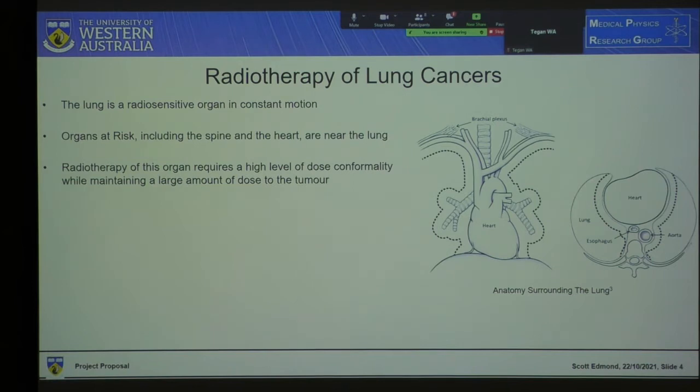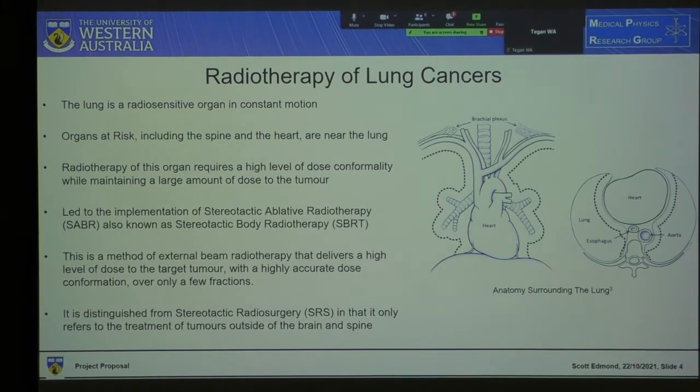When doing this radiotherapy, though, there are numerous considerations that we need to think about. So for one, the lung is very radiosensitive, and it's also in constant motion due to respiration. In addition to that, the heart and the spinal cord are also in very close proximity. This means that when we're performing radiotherapy, we need very high dose conformations while maintaining that high level of dose to the tumour in order to actually cure it.